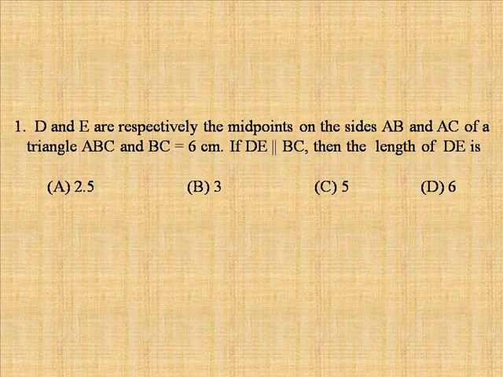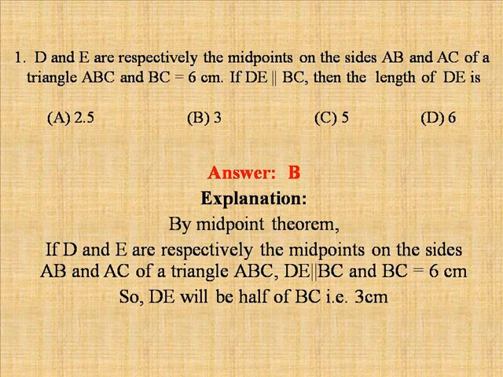Question number 1. D and E are respectively the midpoints on the sides AB and AC of a triangle ABC, and BC is 6 cm. If DE is parallel to BC, then the length of DE is, and you have 4 options. Let's see the answer. Answer is option B, that is 3, and you have the solution also.